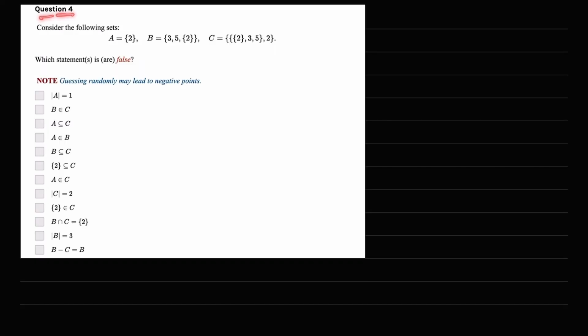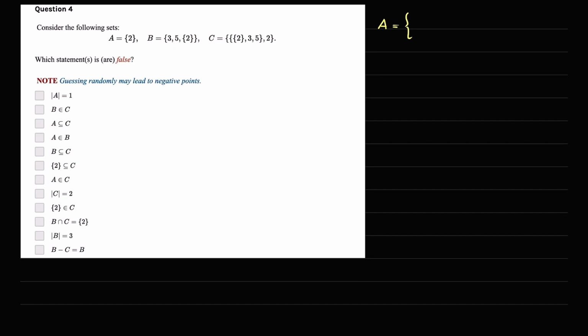Question number 4. Consider the following sets as you see them here. Which statements is or are false? We have to choose them. Guessing randomly may lead to negative points. One thing, the good way is to rewrite these sets in a way that you respect the size of these curly brackets in a proper way.